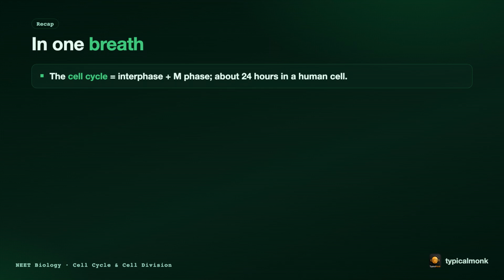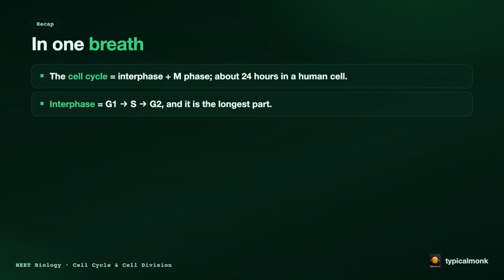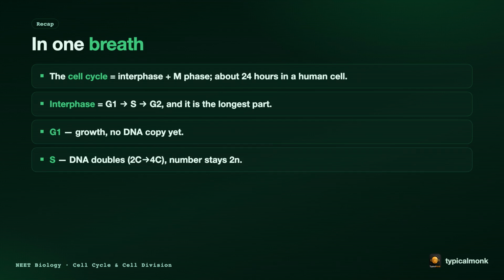Let's gather it all in one breath. The cell cycle is interphase and the M phase, about 24 hours in a human cell. Interphase is G1, then S, then G2. And it is the longest part. Key 1. G1: growth, no DNA copy yet. S: DNA doubles, 2C to 4C, the number stays 2n. G2 prepares for division, and G0 is the resting stage.